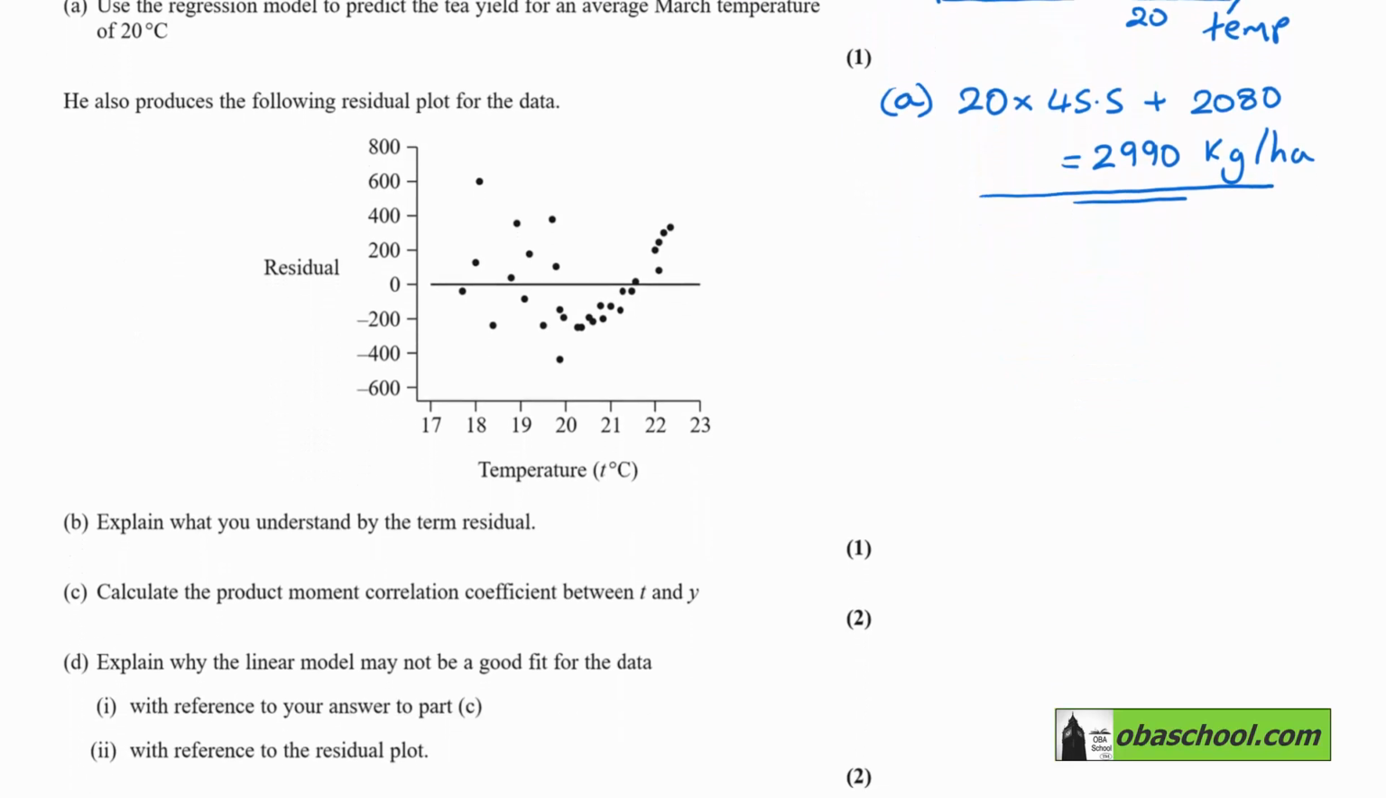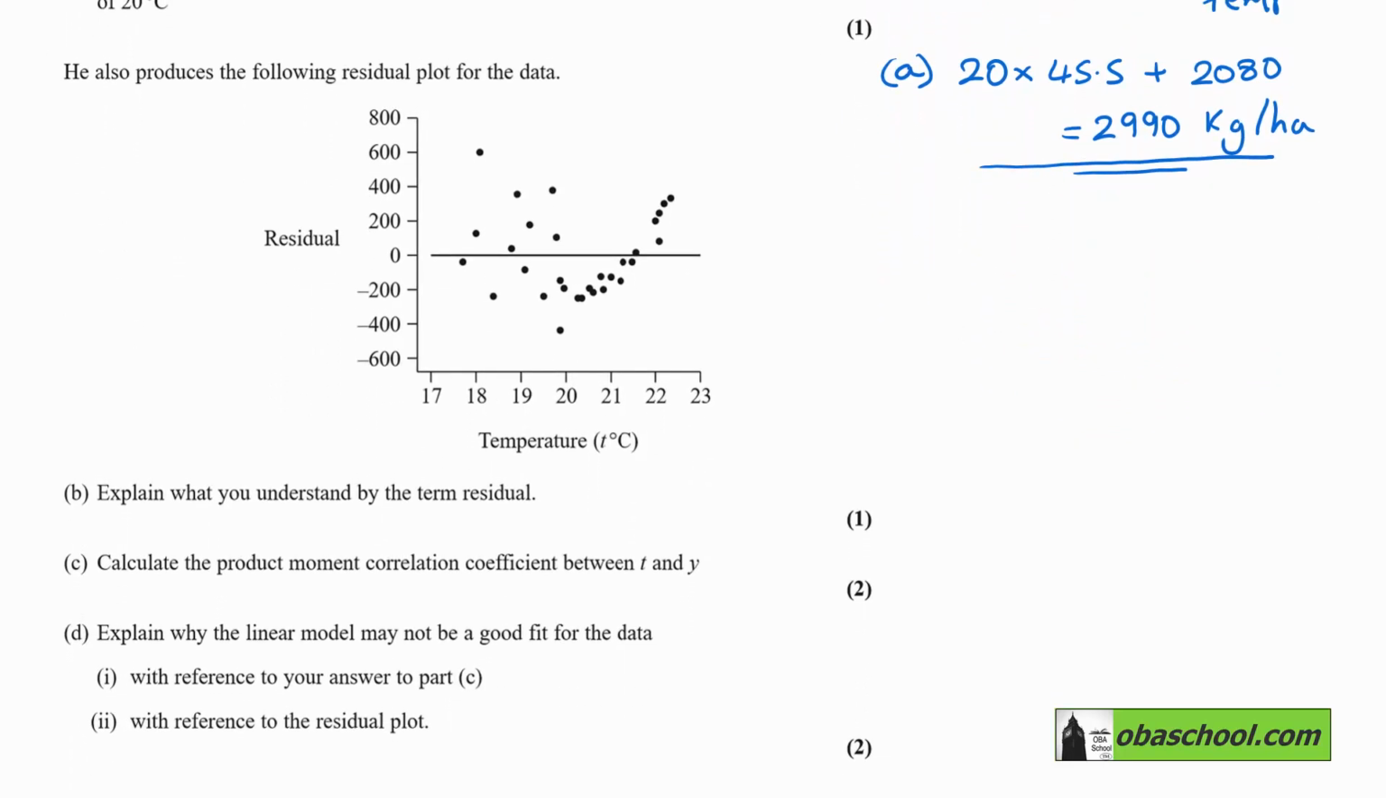He also produces the following residual plot for the data. Explain what you understand by the term residual. So a residual is the difference between the observed value and the predicted value. I always use the mnemonic AMP, which is actual minus predicted.